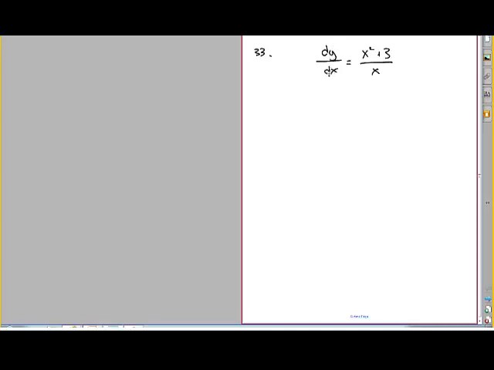Because we're using separation of variables, we multiply both sides by dx. So you get dy is equal to the right-hand side. But let's go ahead and simplify that. It's going to be x plus 3 over x. x squared divided by x is x. 3 over x is 3 over x. Multiply by dx. Integrate both sides.